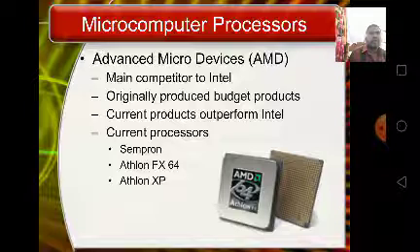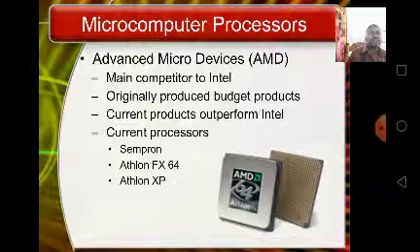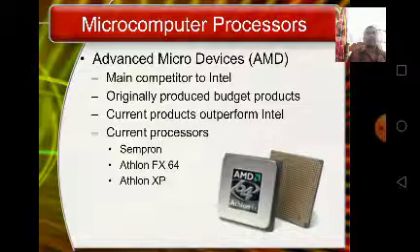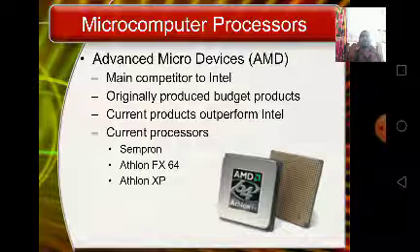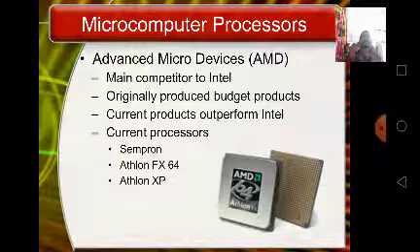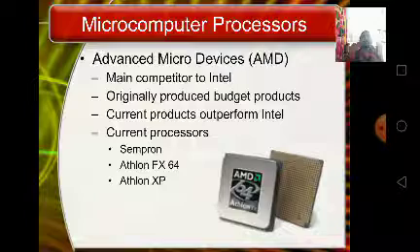AMD even began a new race for the faster PC processor. The list of current AMD chips: Celeron, Athlon FX64, Athlon XP. These are the AMD microprocessors.